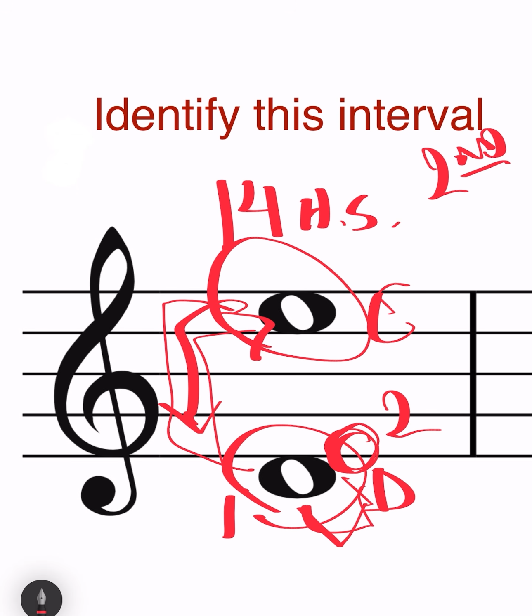And if you count the number of half steps here, there are 2. So 2 half steps is a major second. So I'll put a big capital M for major second. And that's what the interval would be when you bring the upper E here down an octave.